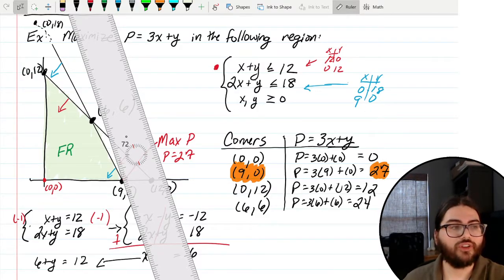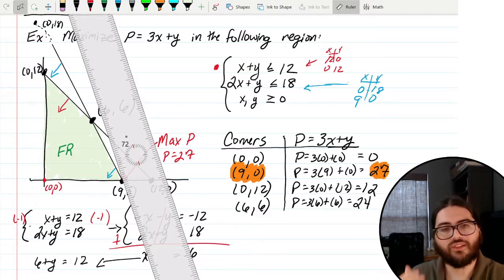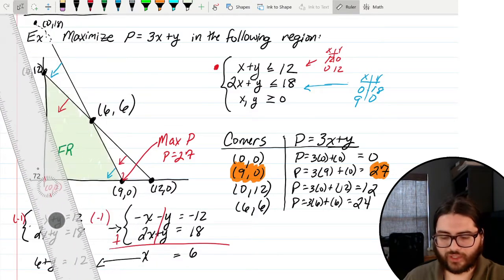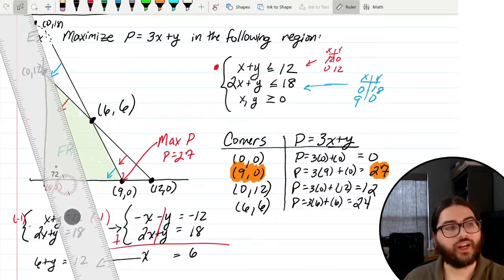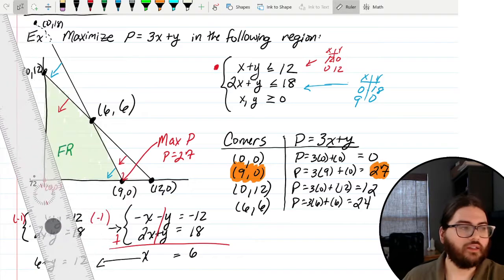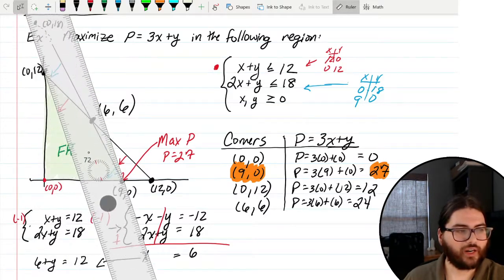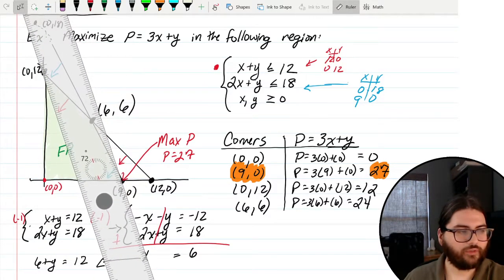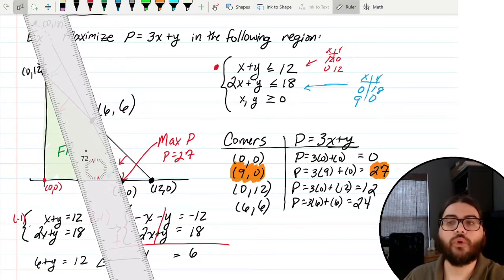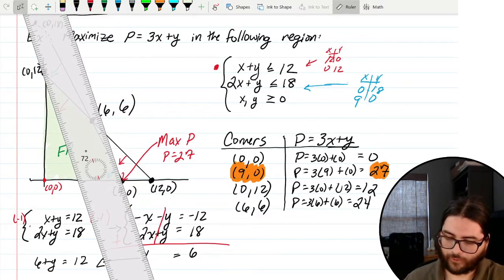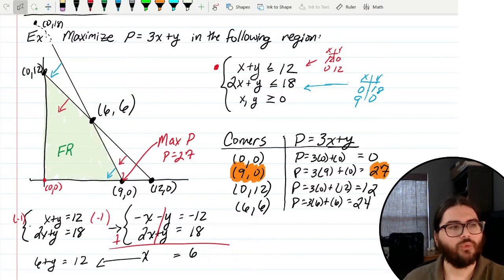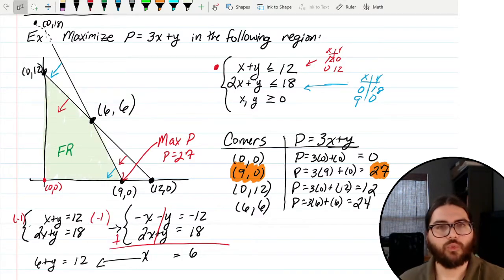Most pictures that I draw in this class are kind of back of the envelope. The lines are roughly in the right place, so I can't really trust them to display the correct angles. So I drew this picture to more exacting standards so you could see me move around this imaginary isoprofit line, right? And the farther away from the origin, the better it would be. The farthest away from the origin I can go is this 9, 0. And so we get a little bit of that geometry as well.